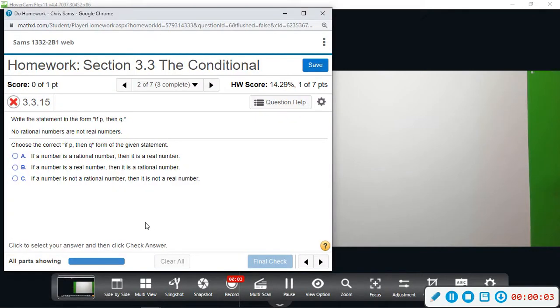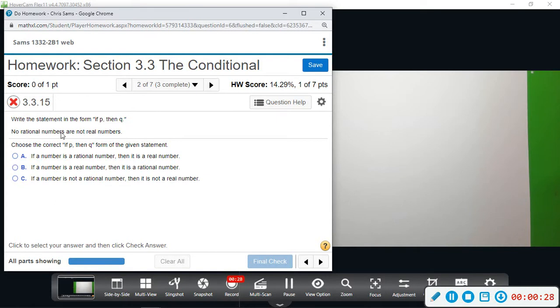All right, number 2. Again, we're going to write the statement in the if P then Q form. It says no rational numbers are not real. So we have a double negative. No rational numbers are not real numbers. So in other words, rational numbers are real numbers if you get rid of the nots. So be careful, sometimes they do that.